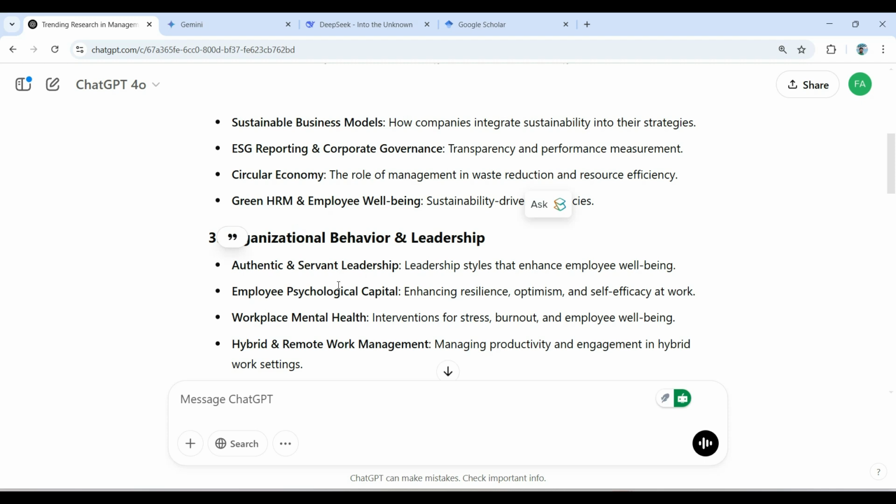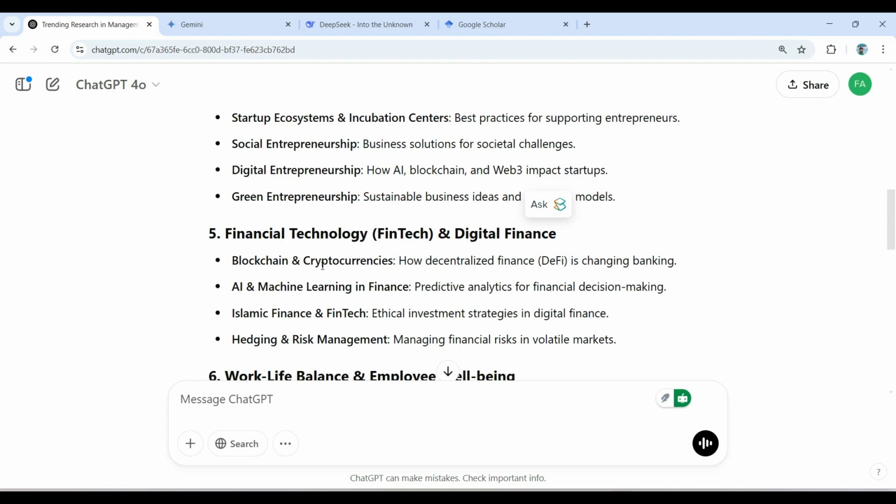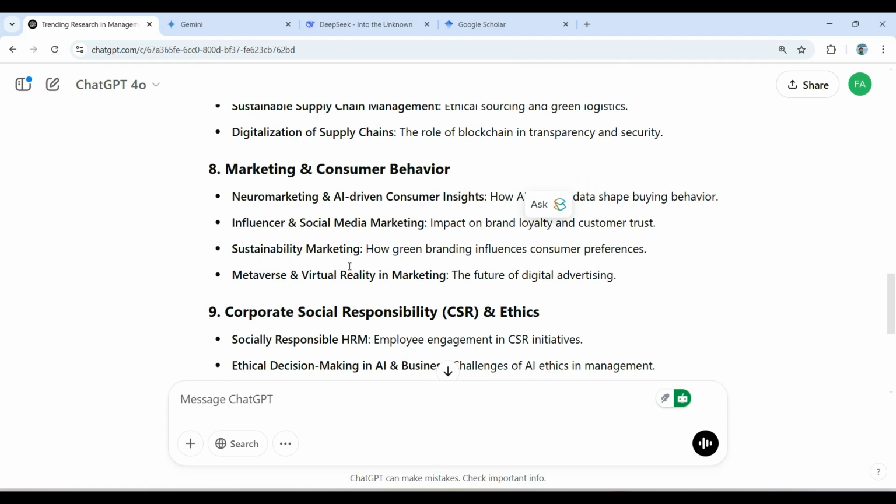Organizational behavior and leadership, an ever-going research topic. Like you can also have some kind of leadership. These are new: authentic and servant leadership, as new types of leadership. Previously, a lot of research was done in transformational leadership or transactional leadership or other types. So employee psychological capital, workplace mental health, entrepreneurship, innovation, financial technology and digital finance, work-life balance, supply chain. So these are broader research areas.